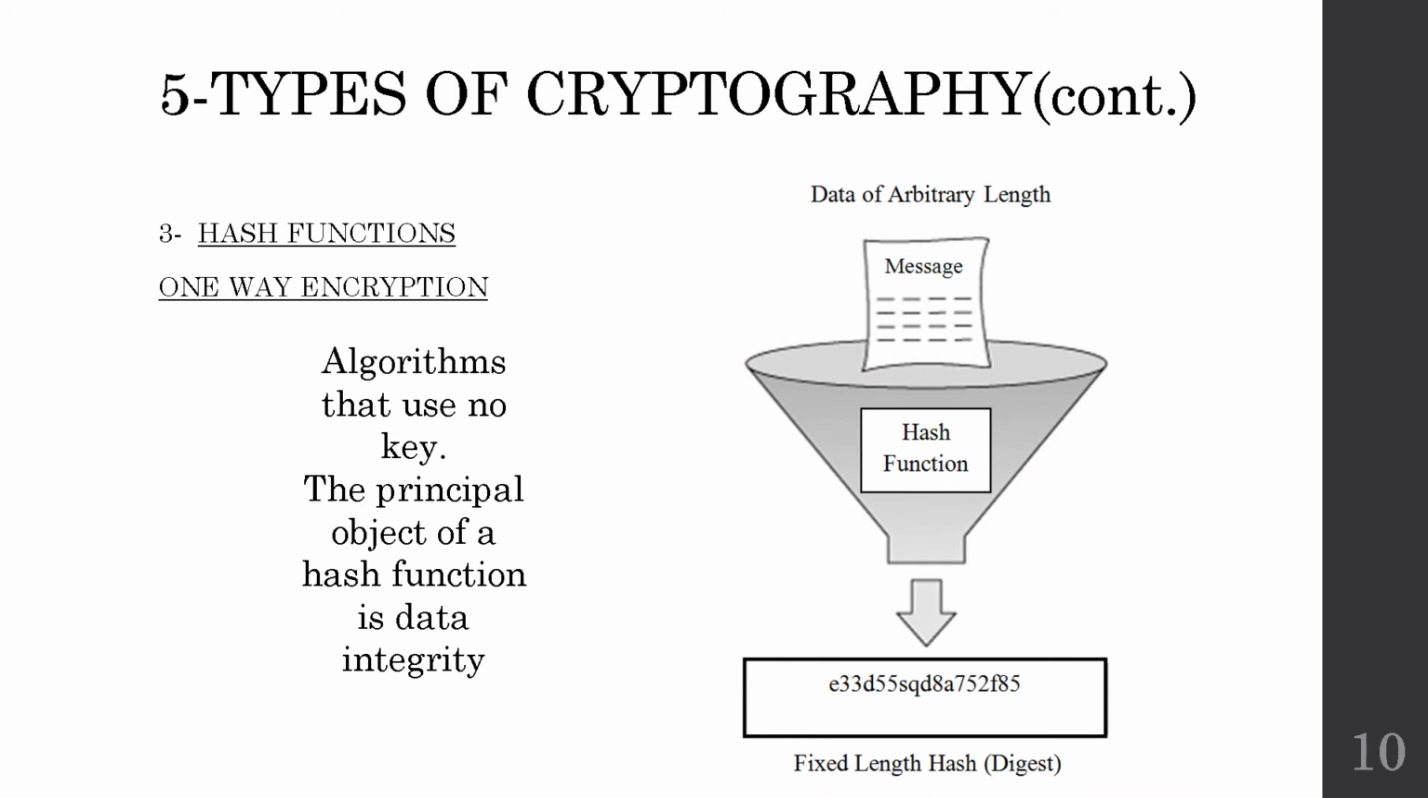Third, there are hash functions. They are also called one-way encryption. They are algorithms that use no key. The principal objective of a hash function is data integrity. The hash algorithm involves repeated use of a compression function that takes two inputs and produces an output. At the start of hashing, the chaining variable has an initial value that is specified as part of the algorithm. The final value of the chaining variable is the hash value. The secure hash algorithm is a family of cryptographic hash functions.